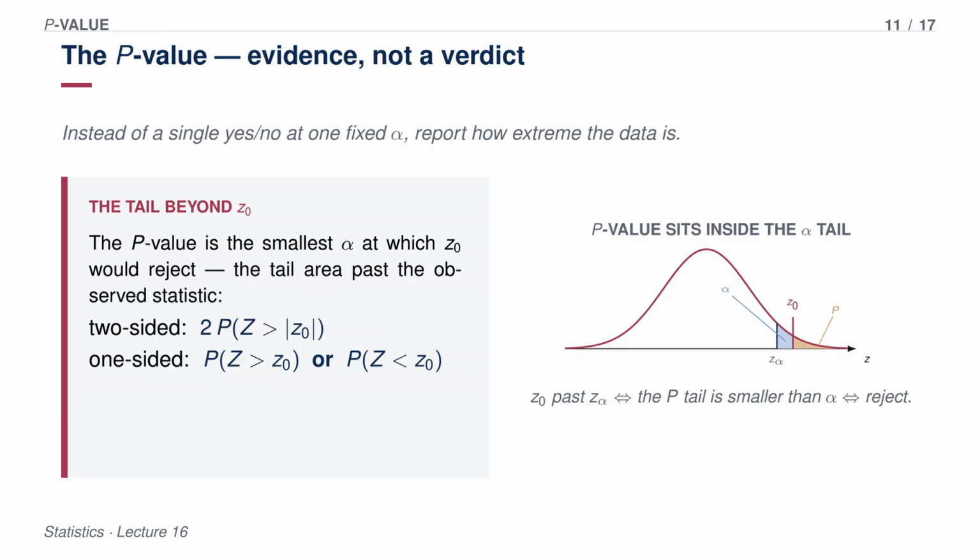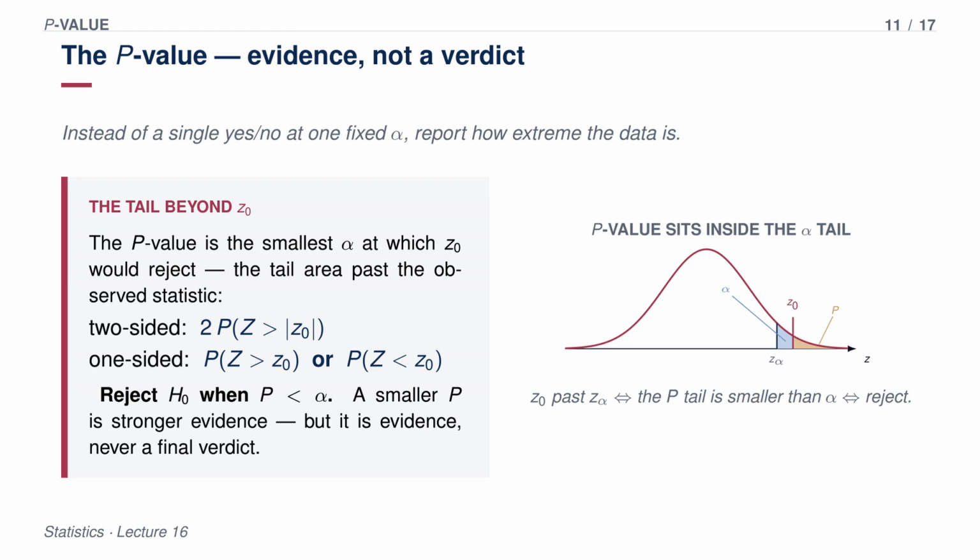So far, every test needed a fixed alpha up front. The p-value frees us from that. Instead of one yes or no, it reports how extreme the data is. It's the tail area past the observed statistic. Two-sided, twice the probability z beats the absolute z-naught. One-sided, the single matching tail.